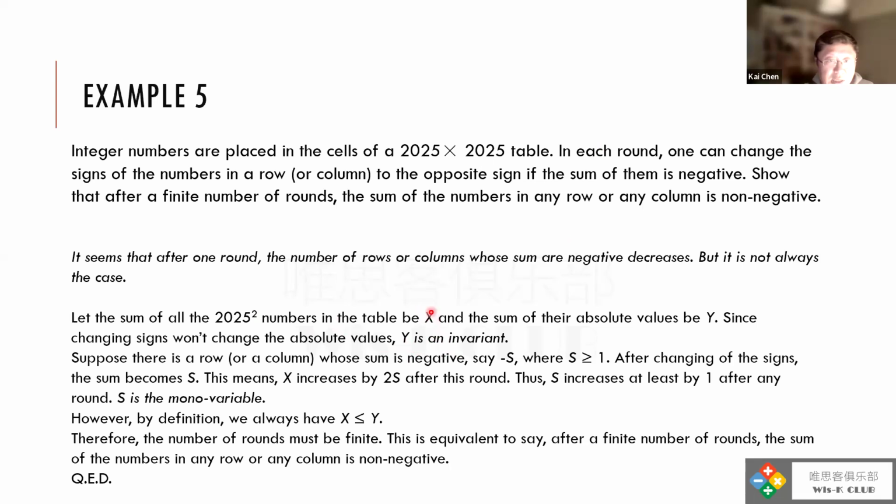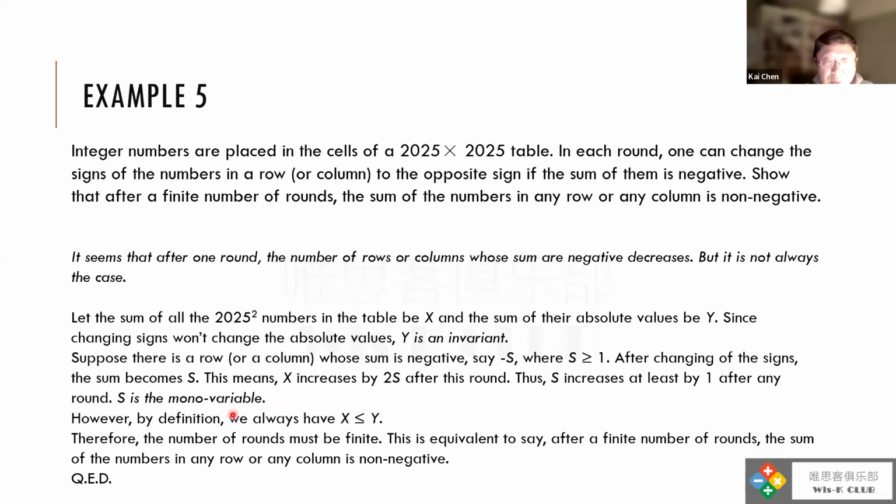And x is the sum of the numbers. So according to the rule, if we find a negative row, you change this row to minus x. So s is actually the original sum, which is negative, and you change the sign from minus s to s. The difference is 2s, which is a positive number, right? 2s is bigger than 2, actually. So you increase s by at least 1.